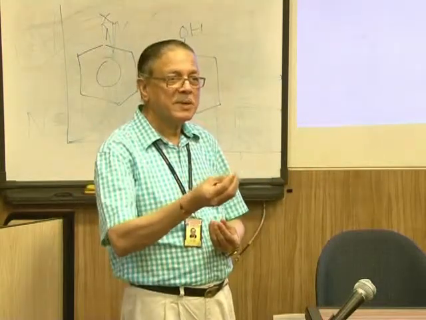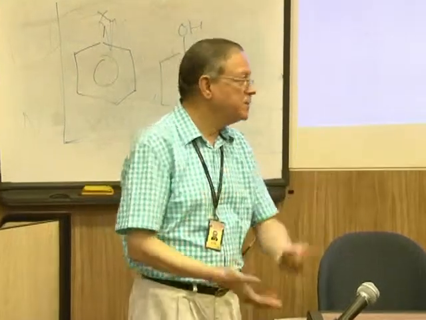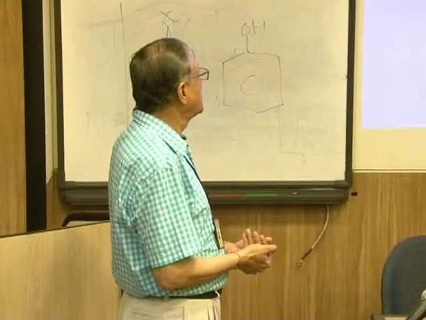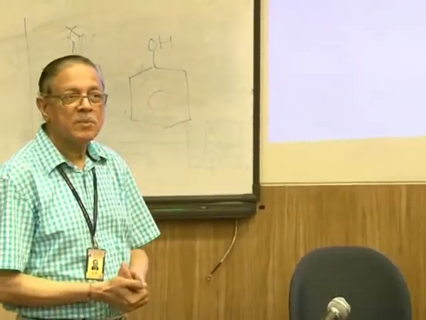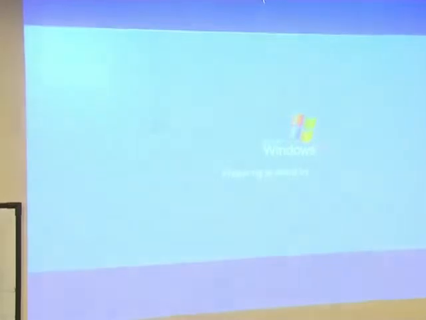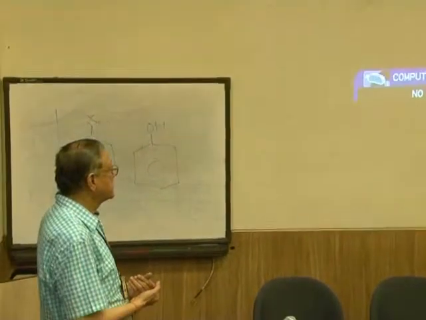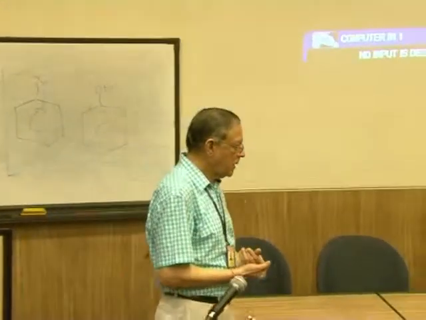Then a large specific surface area from 1 to 20 square meters per gram. It all depends on the particle size again. Smaller the particle size, larger the surface area. And pore structure, it is porous in nature, with regularly shaped particles, which is ideal. I said that it is not possible to get exactly regularly spherical particles.